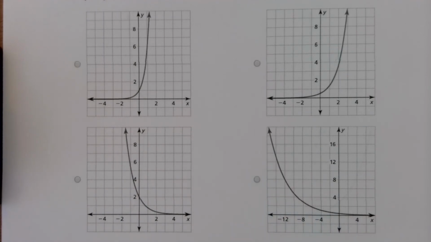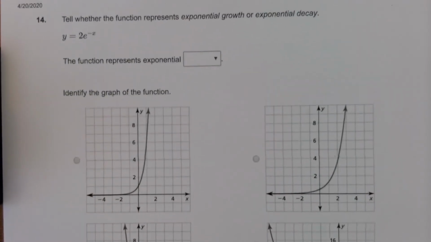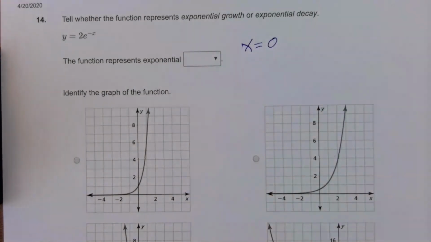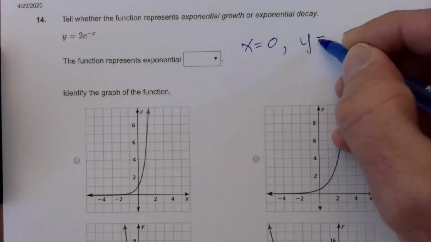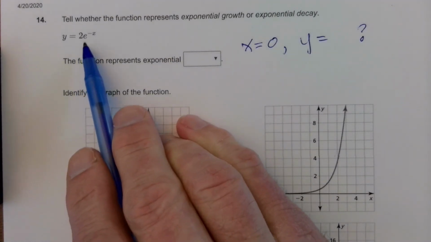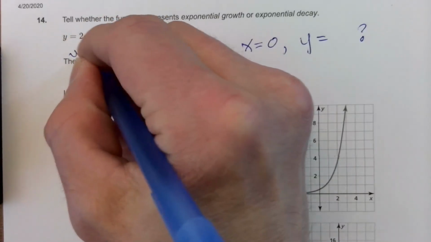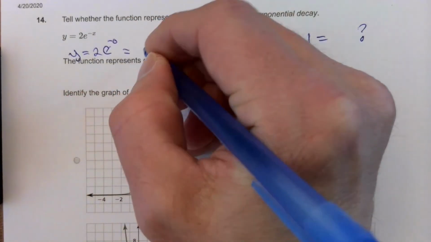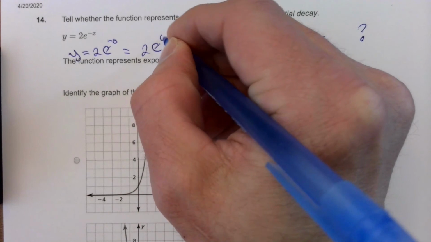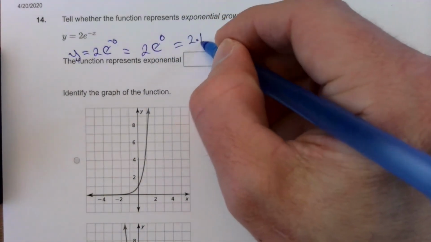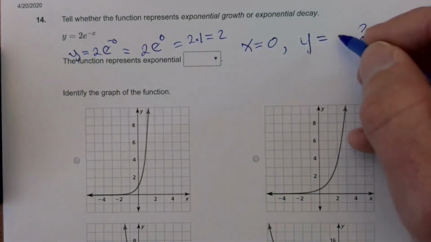Now, the question becomes, which one is correct? I'm going to use that same trick that I used in the last problem. And I'm going to ask the question, when x equals 0, what does y equal, as predicted by this equation? So let's plug a 0 into here. I'll have 2 times e to the negative 0 power. Of course, negative 0 is 0. Opposite of 0 is 0. And e to the 0 power is 1. So you come up with y equals 2.